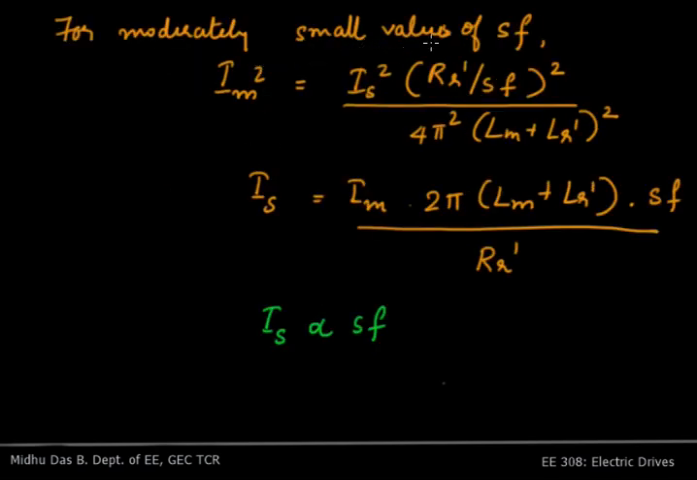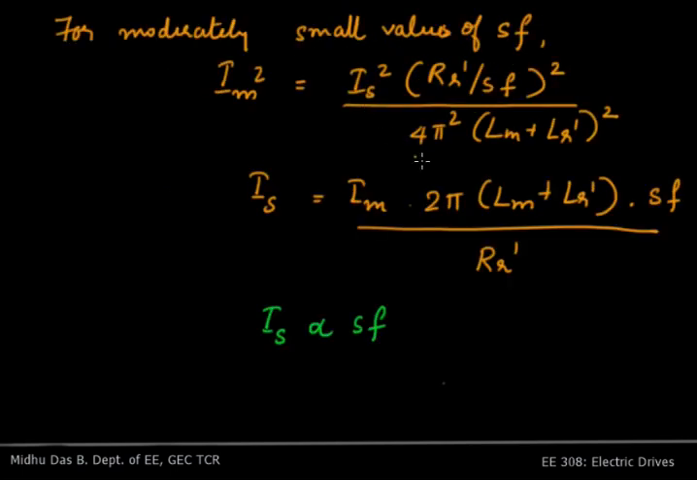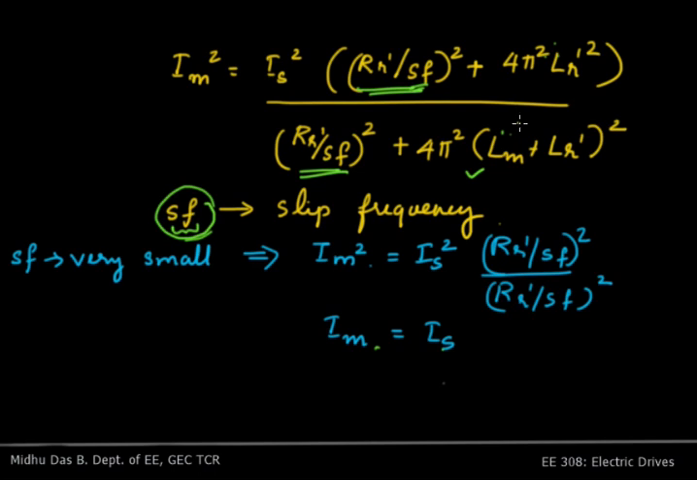For moderately small values of SF, what happens is, from the numerator, this term will dominate, but from the denominator, this term will dominate. Why? Because this Lm has a very large value. So when you make such a cancellation, from the numerator if you neglect this term, and from the denominator you neglect this RR dash by SF term, you get an expression like this.